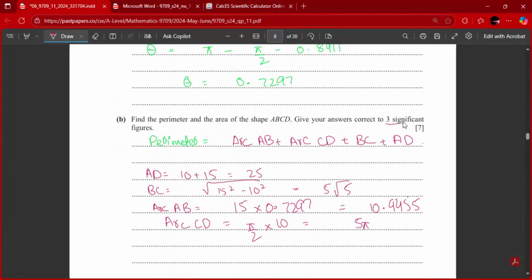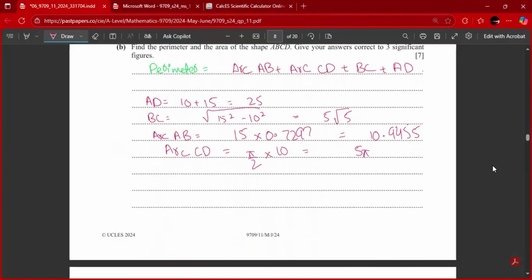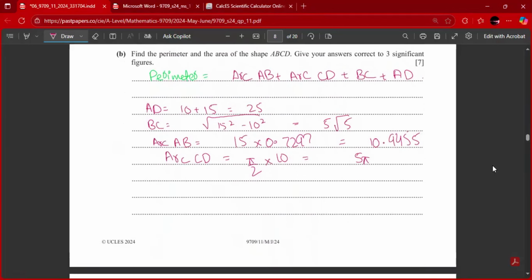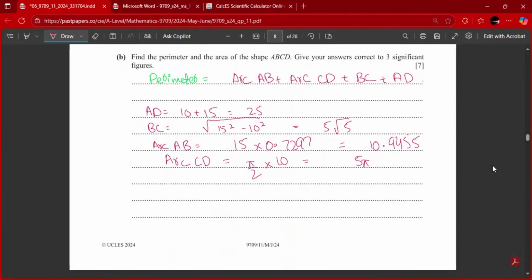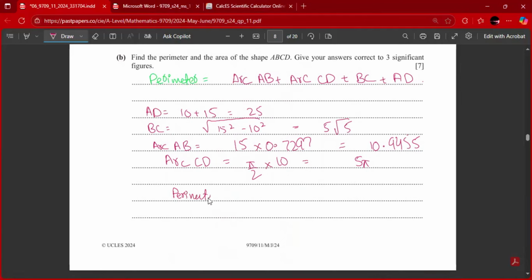Though the answer is in three significant figures, I am not rounding off my values right now because there's a chance that I might get a less precise answer. So now just write: perimeter is equal to 25 plus 5 square root of 5 plus 5 pi plus 10.9455.